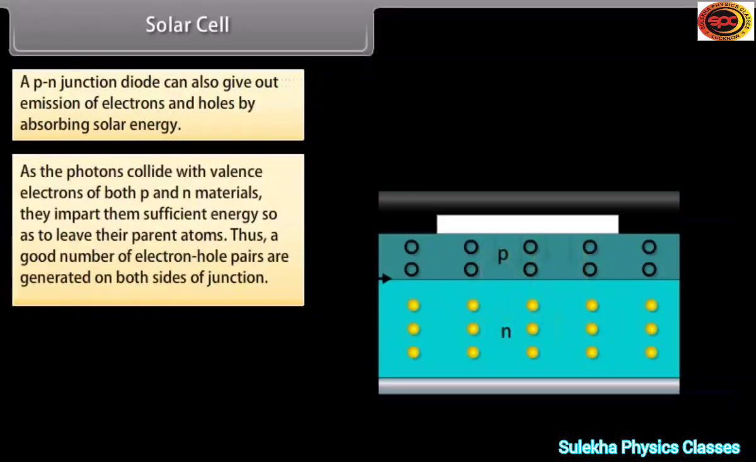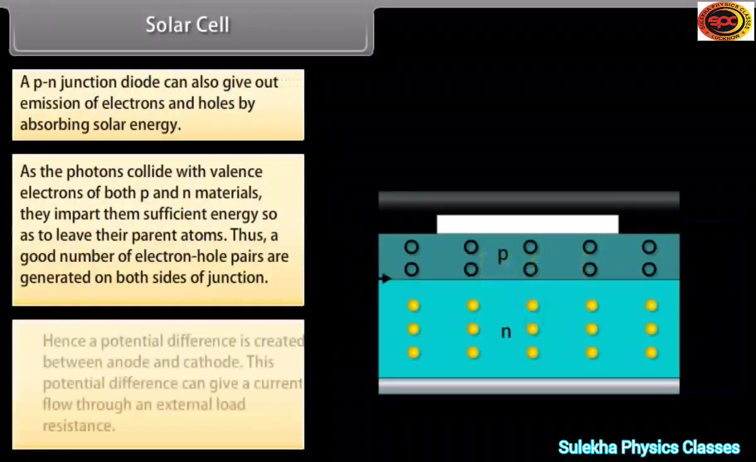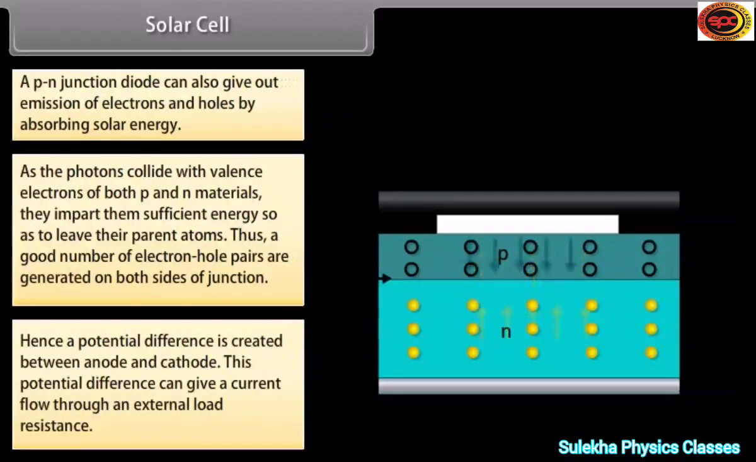As the photons collide with valence electrons of both p and n materials, they impart sufficient energy for them to leave their parent atoms. Thus, a good number of electron-hole pairs are generated on both sides of the junction. Hence, a potential difference is created between anode and cathode. This potential difference can give a current flow through an external load resistance.